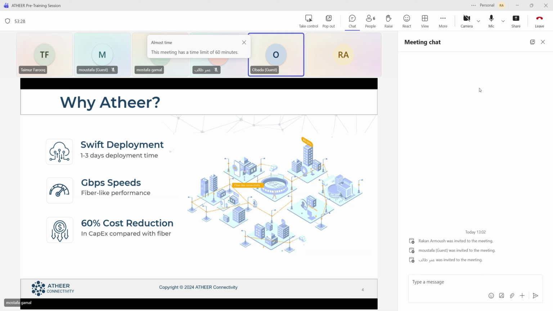We have action plan already. Can you share it with us so I know? Yeah.